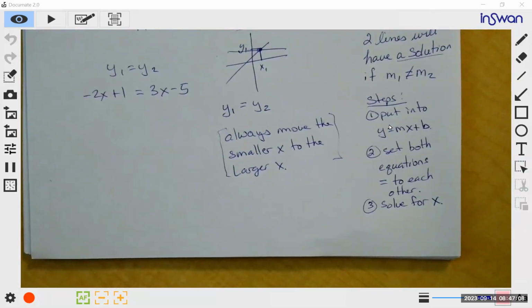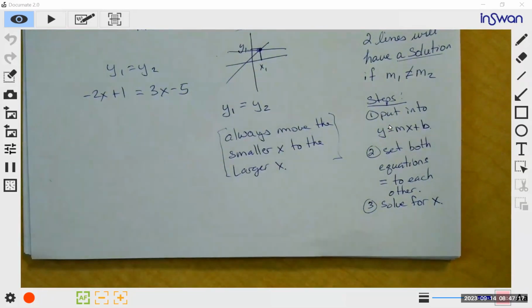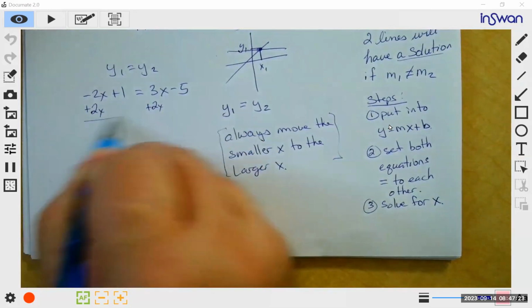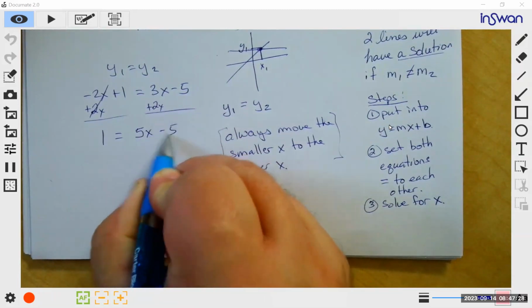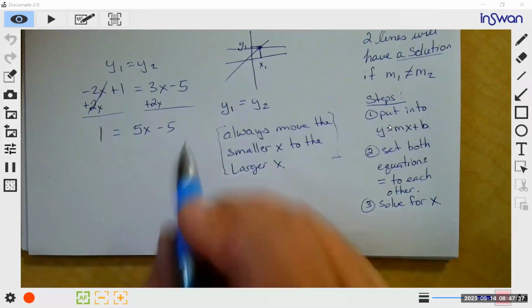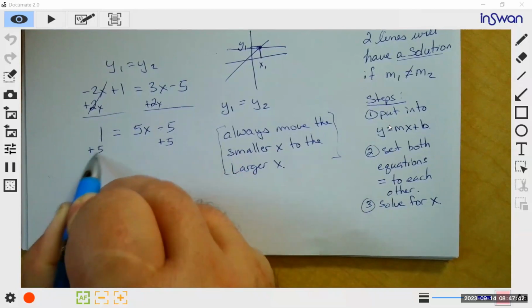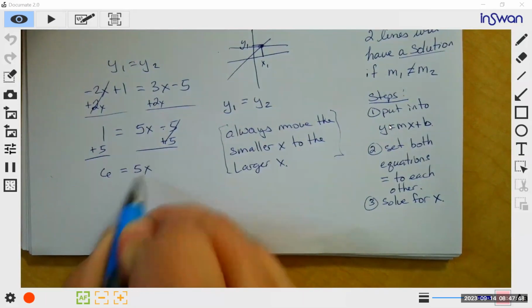The reason we do that is so we have a positive coefficient. If we move the 3 over here, we'd have a -5. We have to worry about the negative. But if we move the 2x to the other side, we don't have to worry about the signs. 3x plus 2x is 5x. Get the x by itself, but we now have to get rid of 5. So we have to add 5 to both sides. 6 equals 5x.